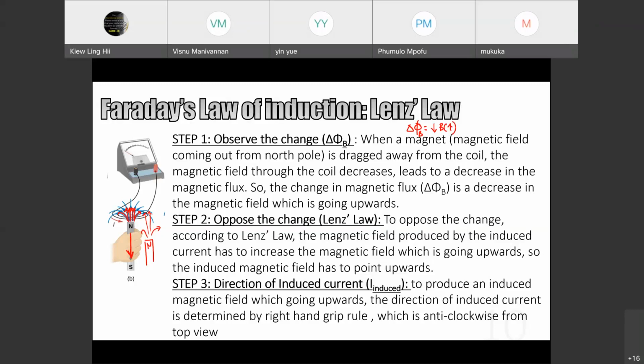According to Lenz, in order to oppose the change, the system would like to increase. Increase what? Copy the same things down here: magnetic field, which is moving upwards. According to your conclusion here, what should you produce? I should produce more magnetic field, which is moving upwards in order to achieve this. By using the right-hand grip rule now, the directions of induced current will be anti-clockwise from the top view.